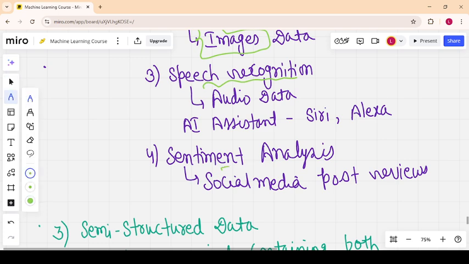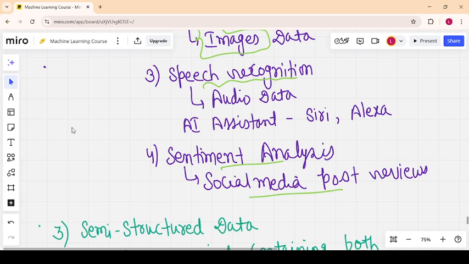In sentiment analysis, we review social media posts like LinkedIn, Facebook, and Twitter posts. We do sentiment analysis to see whether it is a positive review, negative review, or neutral review. So our data is in the format of unstructured data, and we need to process it through a deep learning based method. I hope you understand unstructured data.